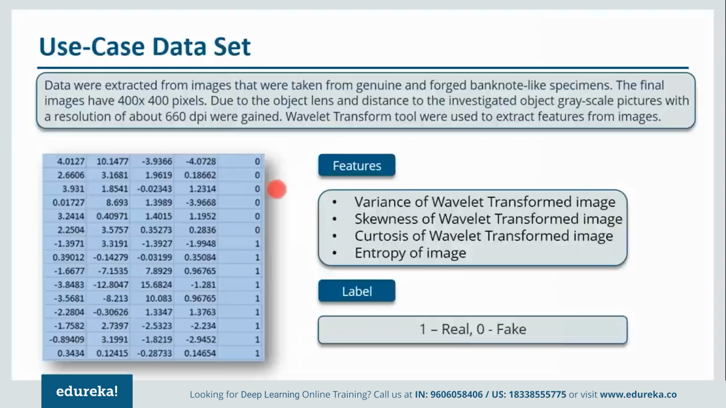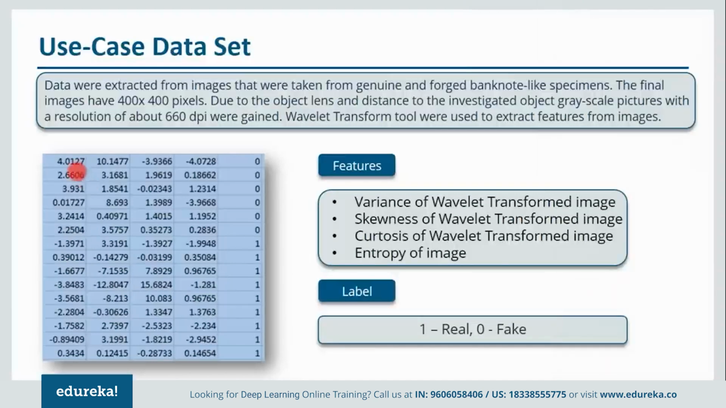So over here I've taken a screenshot of the data set with few of the rows. In it, data were extracted from images that were taken from genuine and forged banknote-like specimens. After that, wavelet transform tools were used to extract features from those images. And these are few features that I'm highlighting with my cursor. And the final column, or the last column actually, represents the label. So basically label tells us to which class that pattern represents, whether that pattern represents a fake note or it represents a real note. Let us discuss these features and labels one by one.